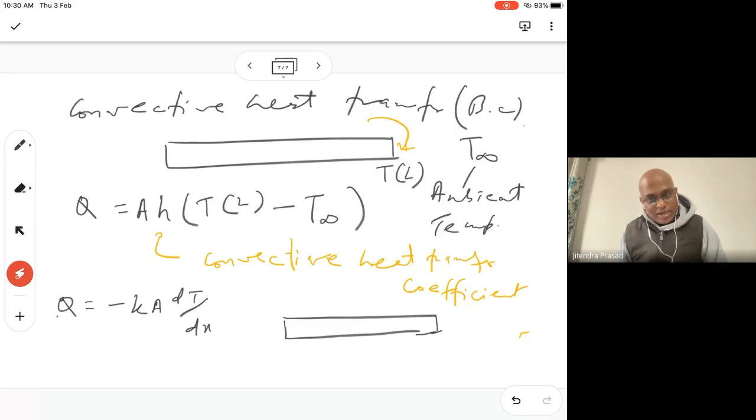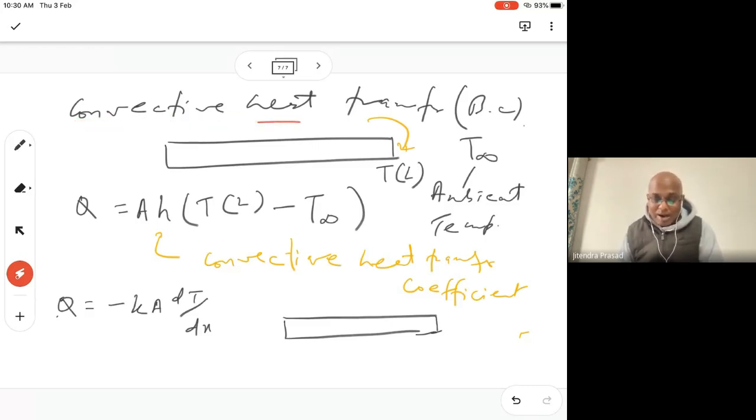Heat transfer has three types. One is through conduction. Conduction, as we are talking about, if there is a bar, then heat will flow through, or be conducted through, any material. Maybe I write here also. Second is what we call convective heat transfer.